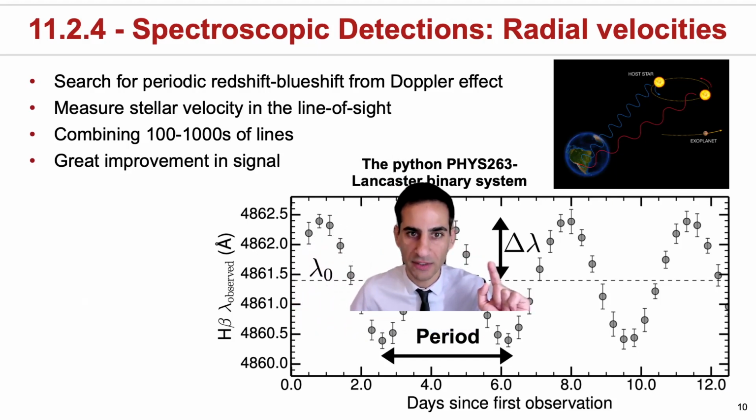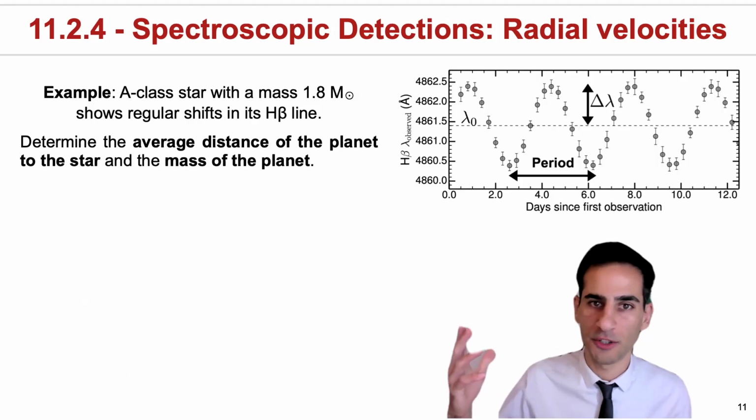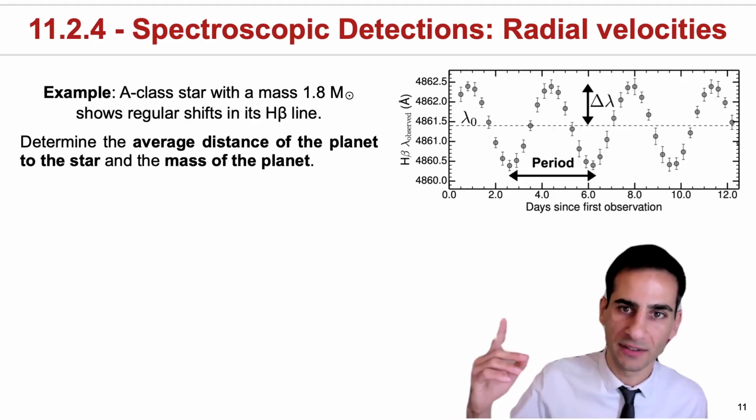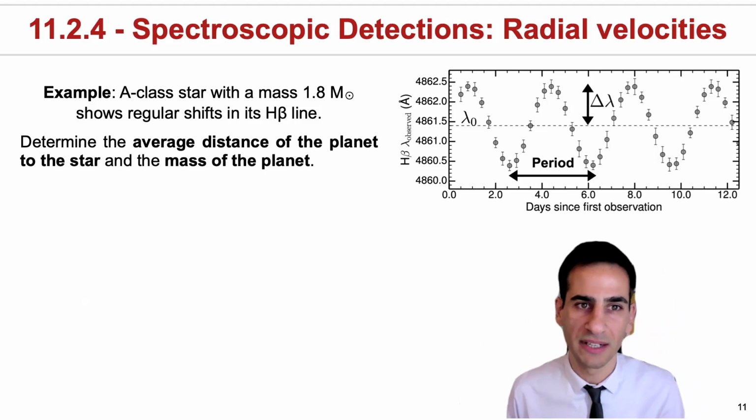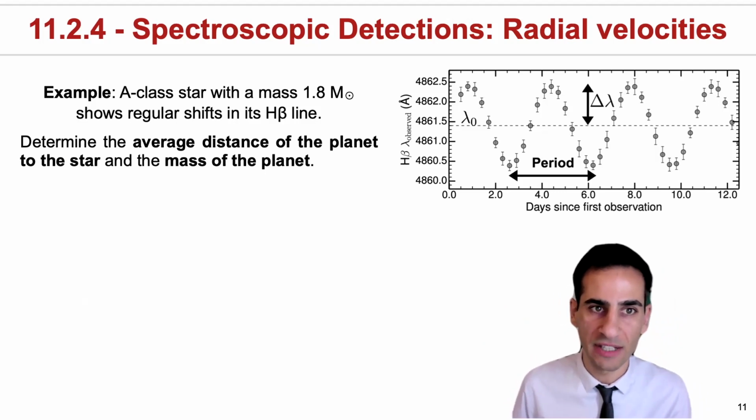Provided you understand this, then you have all you need to actually apply the radial velocities to detect and study extrasolar planets. Let's be even more specific and realize that the star that we're monitoring is an A-class star with a mass of 1.8 solar masses that shows its regular shifts in the H beta line.